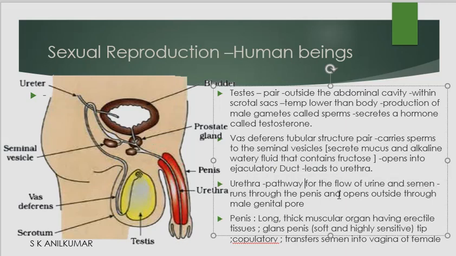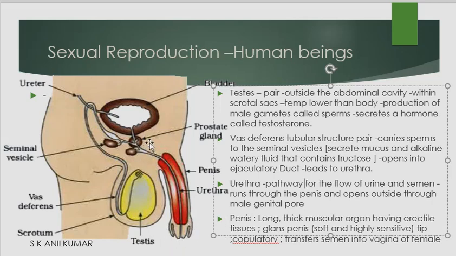Now semen runs through the penis. The urethra is inside the penis. The penis is a muscular part, while the urethra is a tubular part, and it opens outside through the male genital pore.